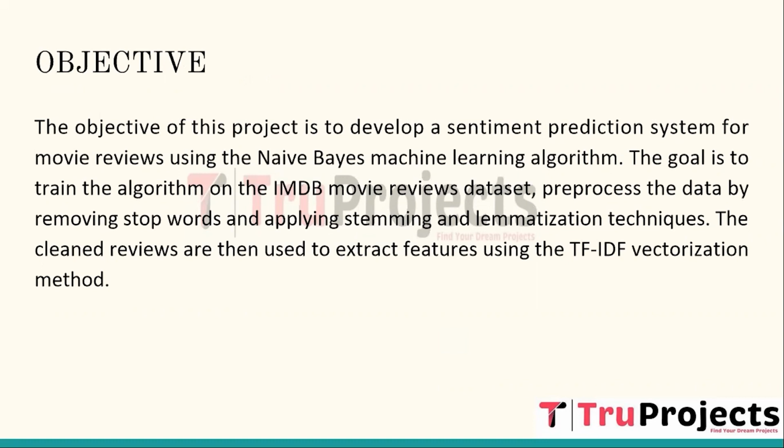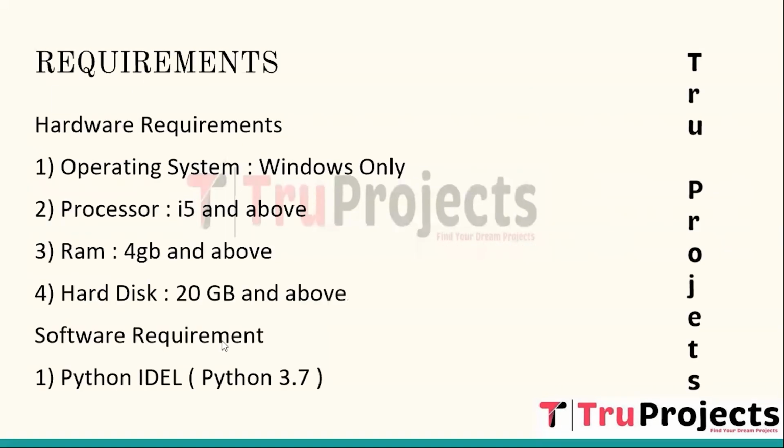The algorithm is trained on the IMDb movie review dataset, and the dataset is pre-processed and generalized for the model to get an accurate result. These are the basic requirements that are needed to build this project. Hardware requirements are operating system as Windows, processor of i5 and above, RAM of 4 GB and above, hard disk of 20 GB and above. Software requirement: Python IDLE with version 3.7.